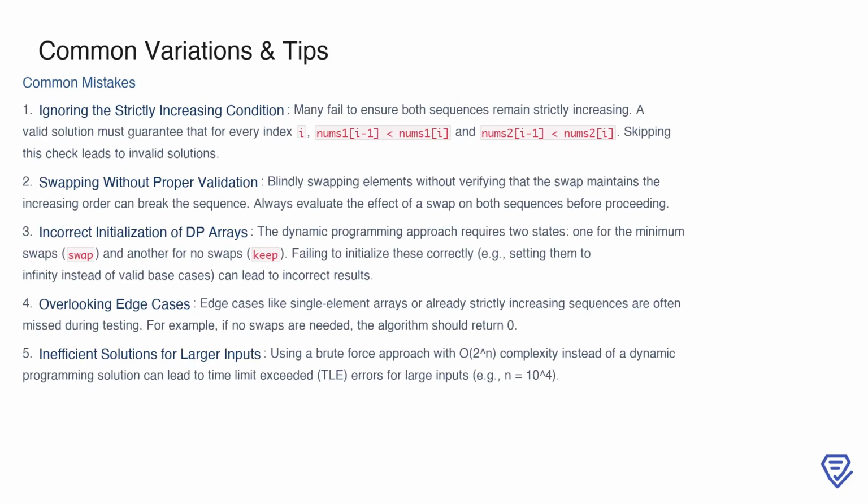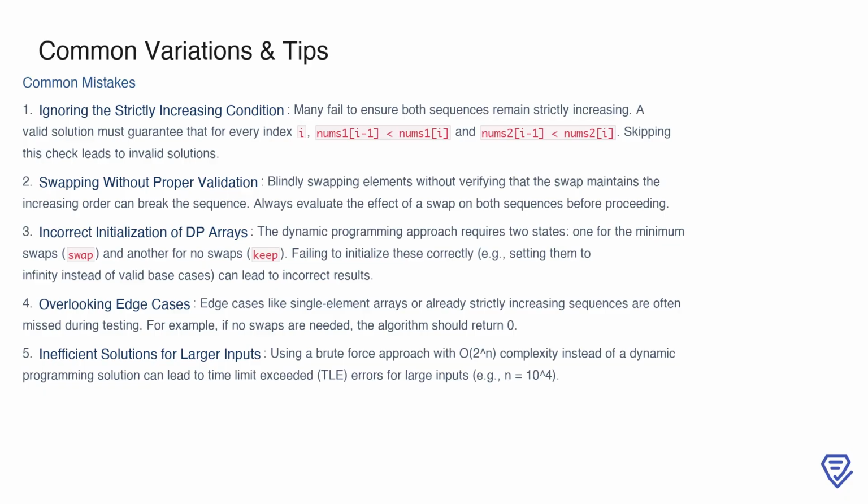One of the most common mistakes in this problem is overlooking the strictly increasing condition. Both sequences, nums1 and nums2, must remain strictly increasing after every operation. This means for any index i, the elements must satisfy nums1[i-1] < nums1[i] and nums2[i-1] < nums2[i]. Skipping this validation often leads to incorrect solutions. Another frequent error is swapping elements without properly validating the outcome. A swap might disrupt the increasing order in one or both sequences, so it's crucial to carefully evaluate the result of a swap before making it.